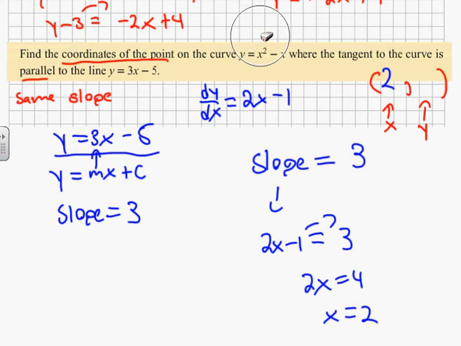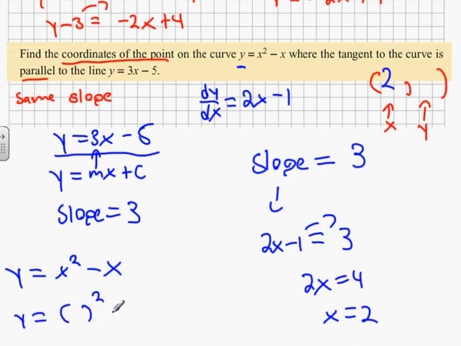The equation of the curve. If you're looking for y, go to the equation that has y in it. y equals x squared minus x. What is the x value now? 2. The x value is 2. 2 squared minus 2 is 2. So the answer is 2, 2.